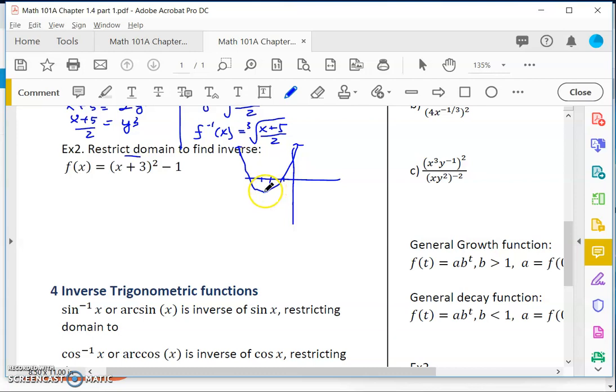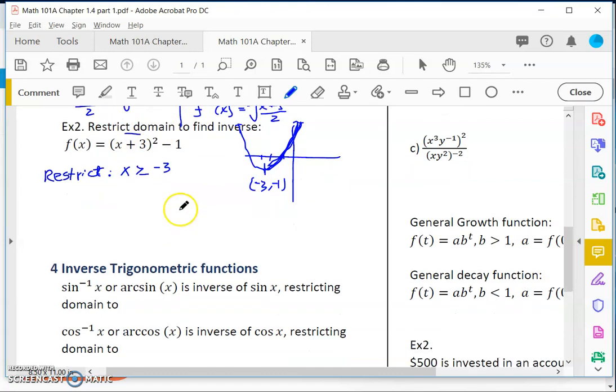So to restrict it, I would just start from the vertex. This is negative 3, negative 1. Start from here. I'm just going to restrict my function to only consider this domain. Of course, you can restrict the other side also, but it's really up to you. So we would start from x greater than or equal to negative 3. And this would make this function one-to-one. And then you can use the method that we have used before to find the inverse function.